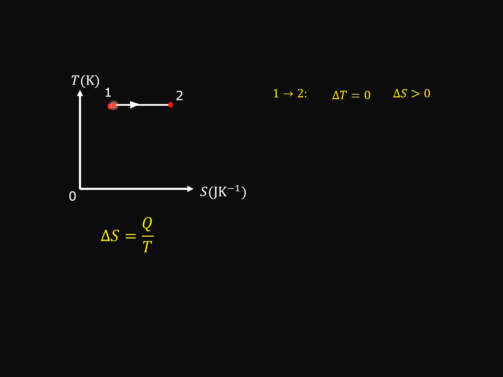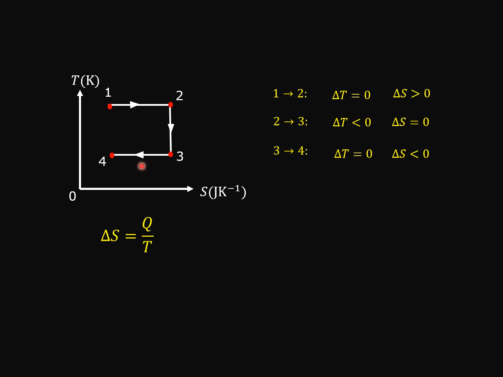So that means we will get a horizontal line in the graph of T versus S. T is in Kelvin, S is in joules per Kelvin. For state 2 to 3, the temperature drops. That means we should draw a line that points downwards, going down, and the entropy change is 0. That means the temperature drop happens at constant entropy. So we will get a vertical line that points downwards.